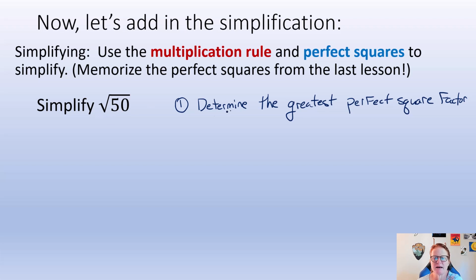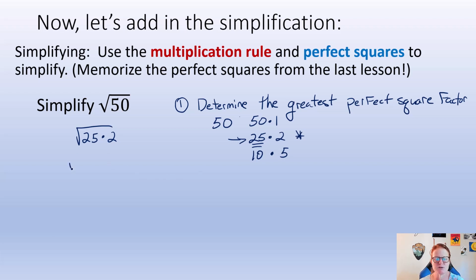That means you're going to break it down into two numbers that multiply to 50. Okay? And you want to have a perfect square as the factor. So if I think about 50, 50 can be 50 times 1. It can be 25 times 2. Bingo, there's that. 3 doesn't work, 4 doesn't work. It could be 10 times 5. Okay? But I want one that has a perfect square as a factor. That's 25. And I want the greatest one. So going back to our rules, we're going to take the square root of 50 and we're going to break it down into 25 times 2.